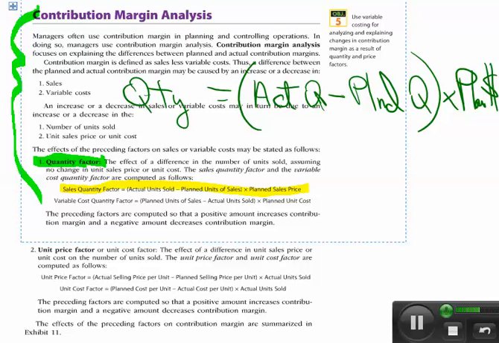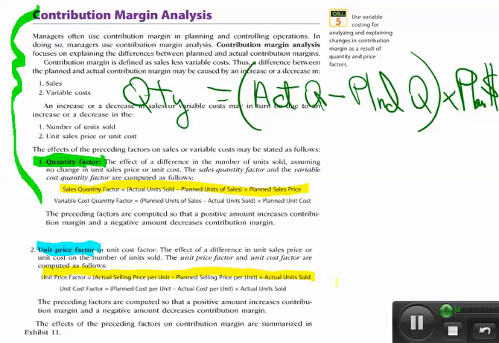Now, in addition, as I mentioned, we have the unit price factor. The unit price factor is the formula which says the unit price factor is equal to the actual selling price per unit minus the planned selling price per unit times the actual units sold.